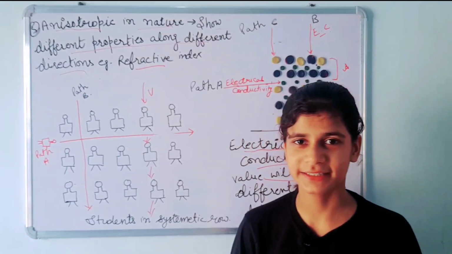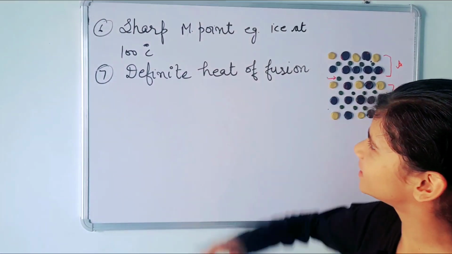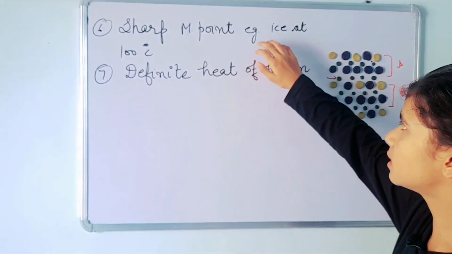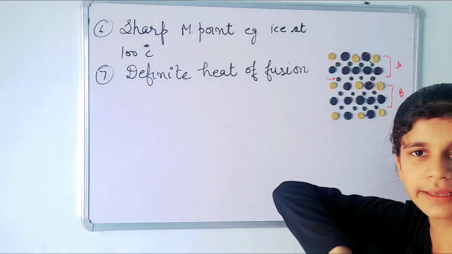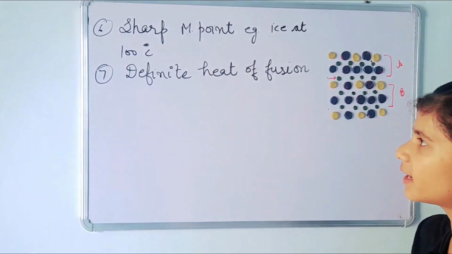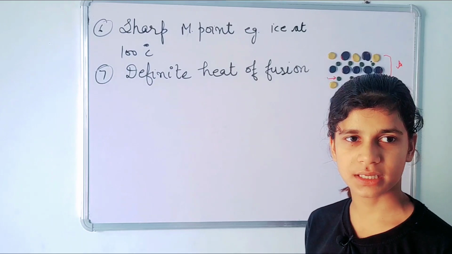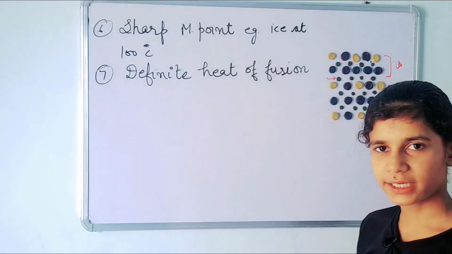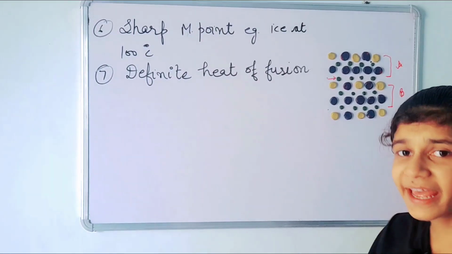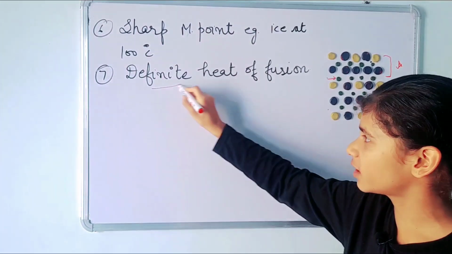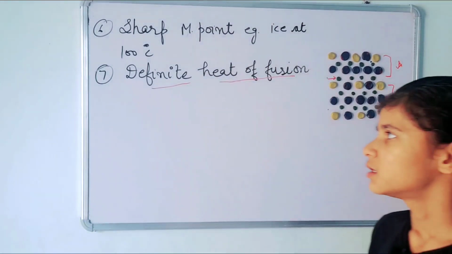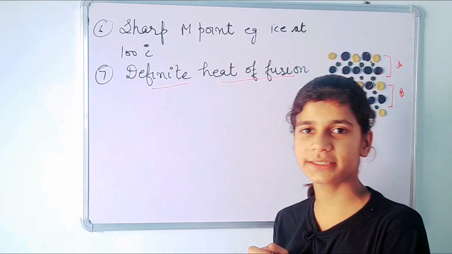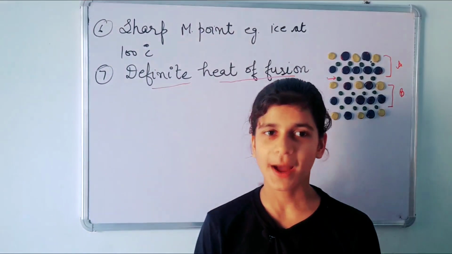I think you understand this. Our next point is sharp melting point. Means ice will melt at 0 degrees Celsius. So crystalline solids have a sharp melting point. The next point is that they have definite heat of fusion. So crystalline solids have definite heat of fusion. I think you understand part A.